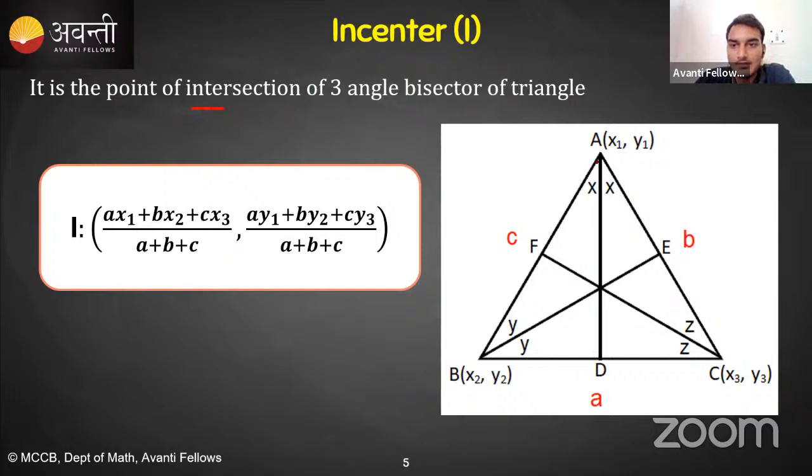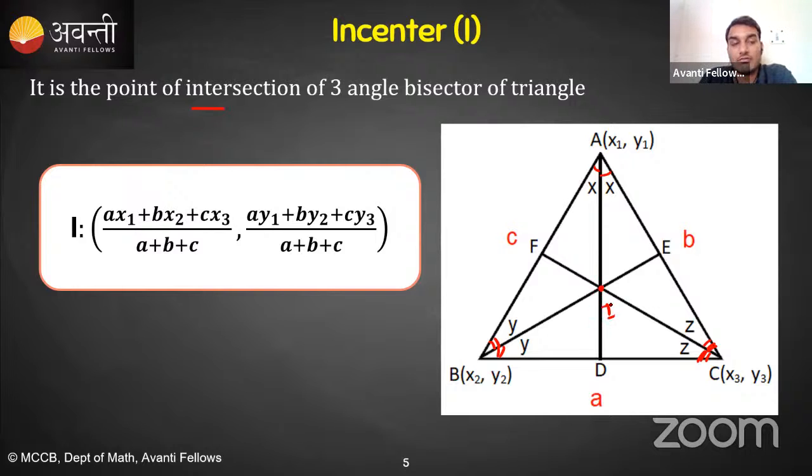Yes or no? Right? Means this angle and this angle. If AD is an angle bisector, means this angle and this angle are equal. Let's say angle X. So this X and X both are equal. If BE is an angle bisector of angle B, it means this angle and this angle are also equal, Y and Y. Similarly, CF is an angle bisector of angle C. It means this angle and this angle are equal.